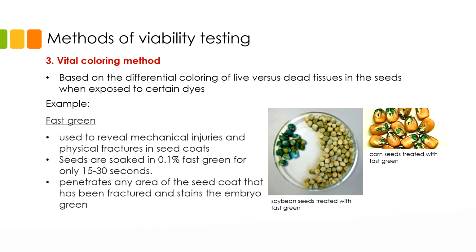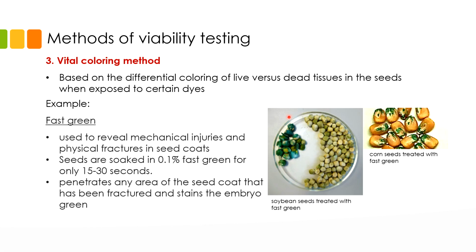Another example is the use of fast green. This dye is employed to reveal mechanical injuries and physical fractures in seed coats. Seeds are soaked in 0.1% fast green solution for only 15 to 30 seconds. The dye penetrates any fractured areas of the seed coat and stains the embryo green, making the damage clearly visible.